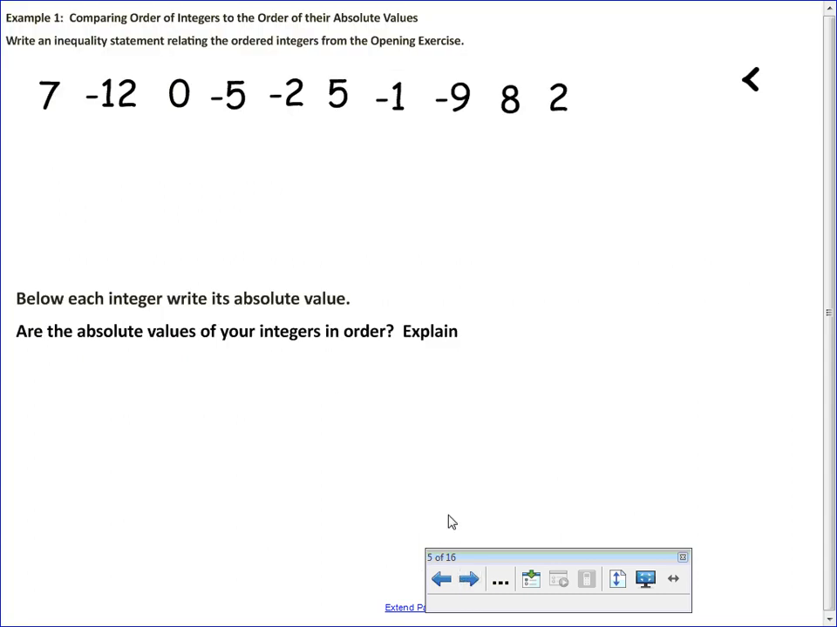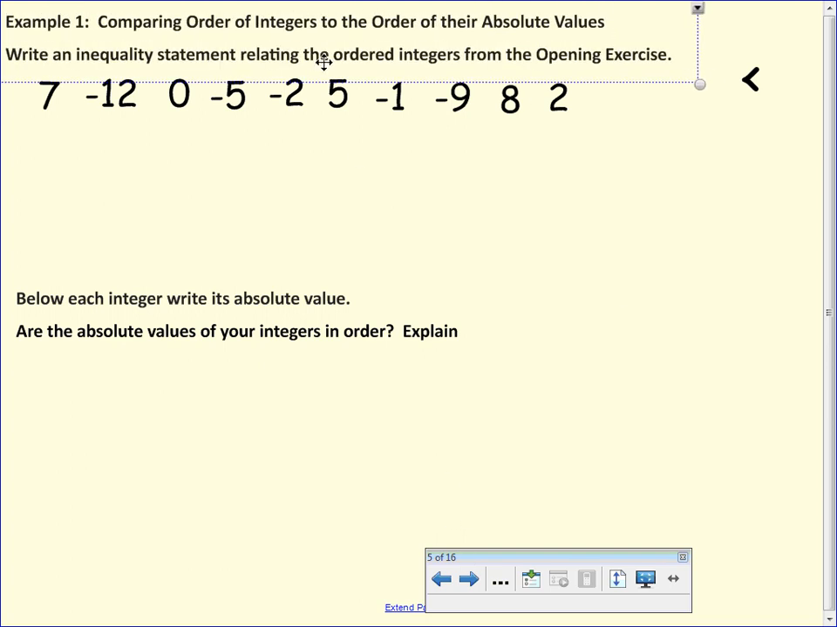So right now, in your notes, for example 1, in the middle of the page, put those numbers in order from least to greatest. Write an inequality statement relating the ordered integers from the opening exercise. Well, we're not doing it as an opening exercise, we're doing it now. So what's the smallest number here? Negative 12. And that's less than what?